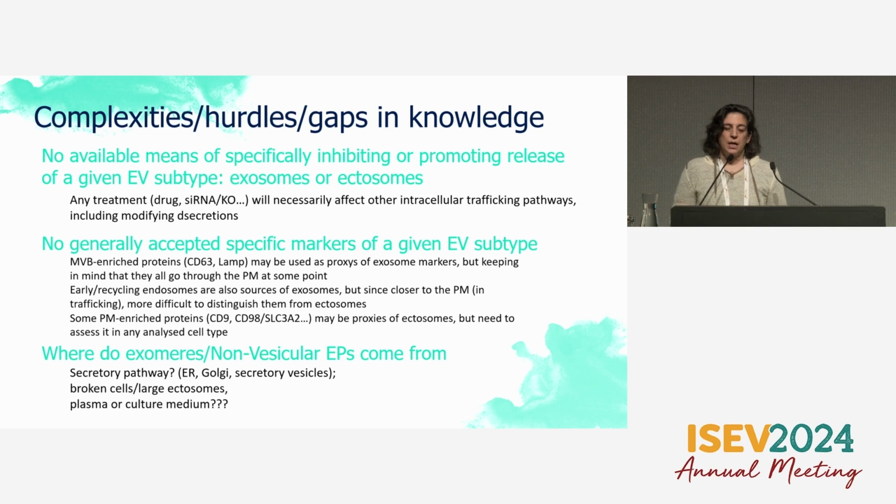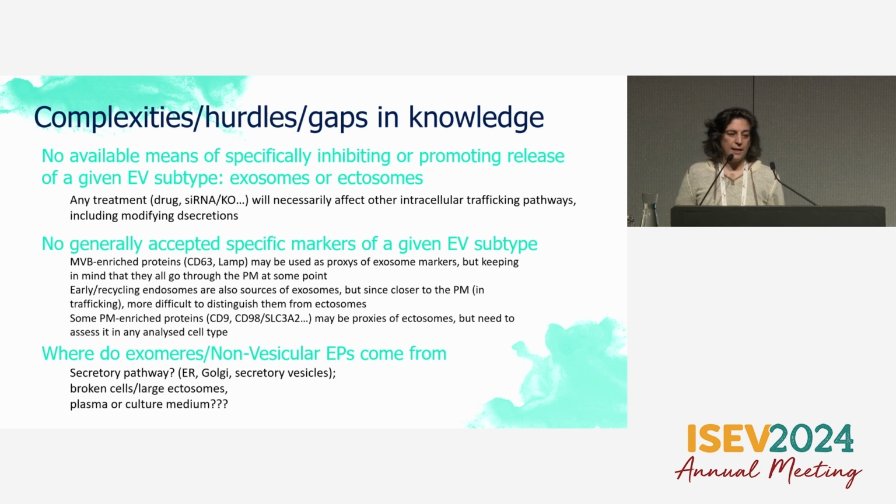The difficulty in characterizing exosomes versus ectosomes is that there is no generally accepted specific marker for a given EV subtype. You can say that CD63 or MVB-enriched molecules like LAMP may be used as proxies of exosome markers, but you must keep in mind that they all go through the plasma membrane at some point and thus may end up in EVs coming from the plasma membrane. And it's not only late multivesicular bodies that are sources of exosomes, but also other internal compartments like early or recycling endosomes.